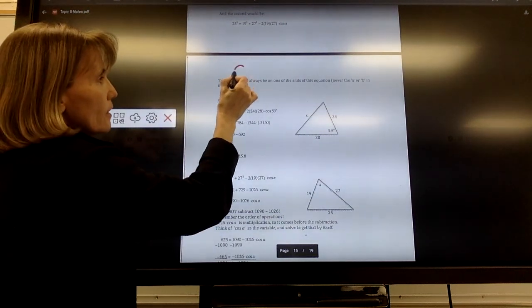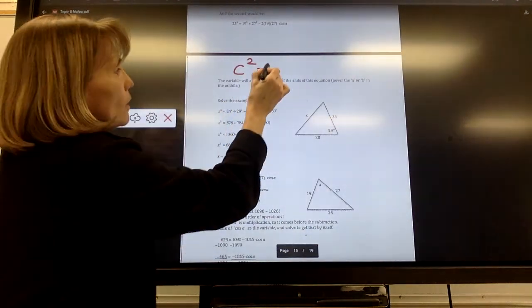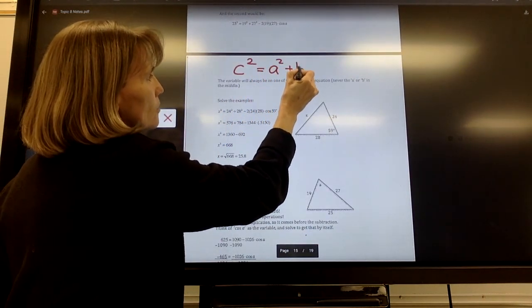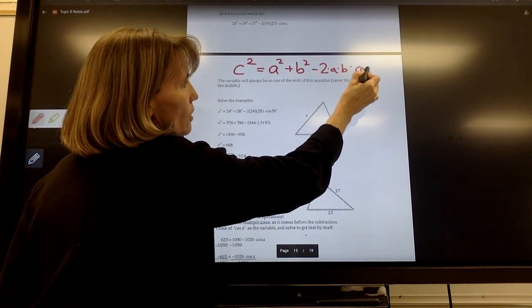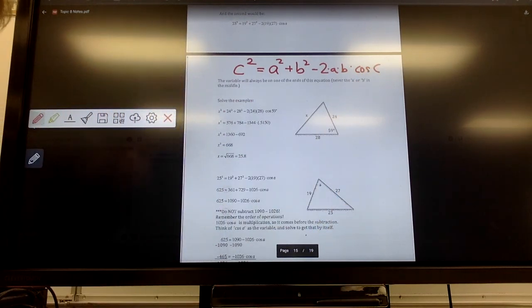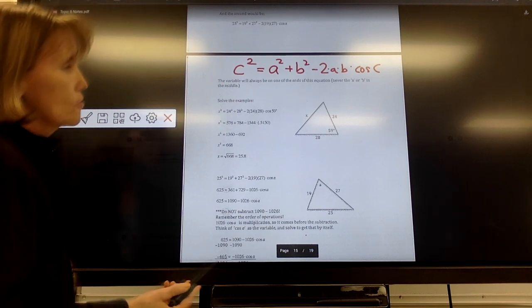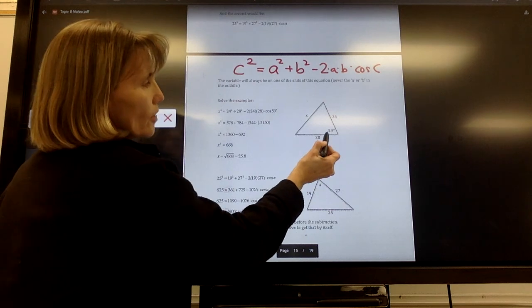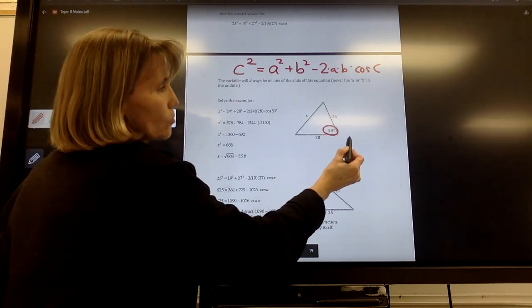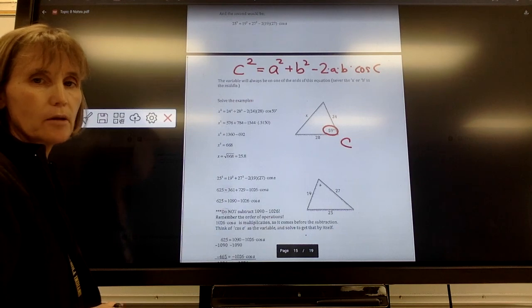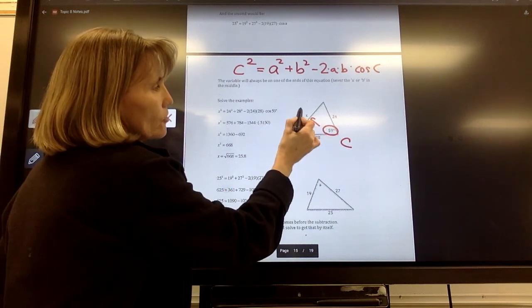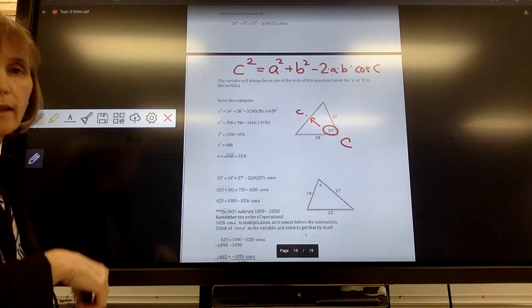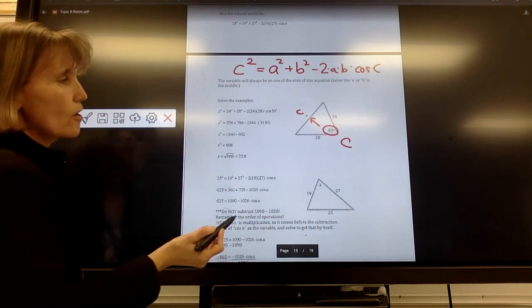The law of cosines again is c squared equals a squared plus b squared minus 2 times a times b times the cosine of c. In order to use this, the angle measure that we're given here, we're going to call that our c value, which means that the side that's across from angle c is going to be our lowercase c. We're going to use that like our hypotenuse.